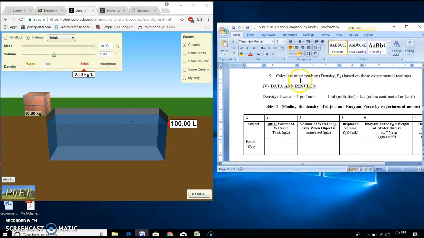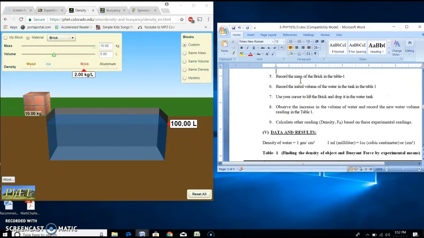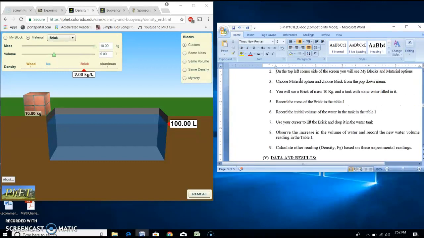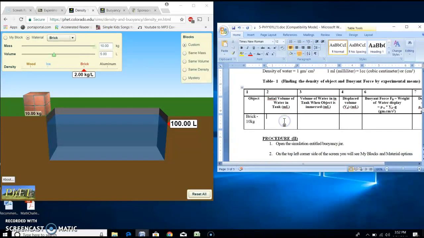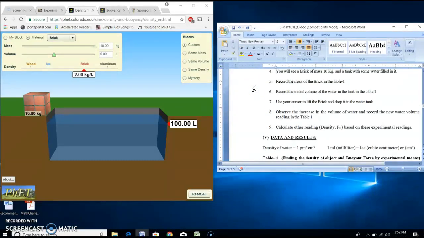Okay, and then I want you to go to the next step, which is to record the initial volume. It is 100 liters, the initial volume of the water as 100. Since it is in milliliters, but anyway, just go ahead and do the calculations in liters. That should be fine. And then go to your next step.